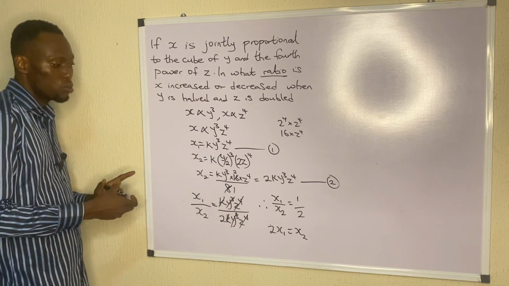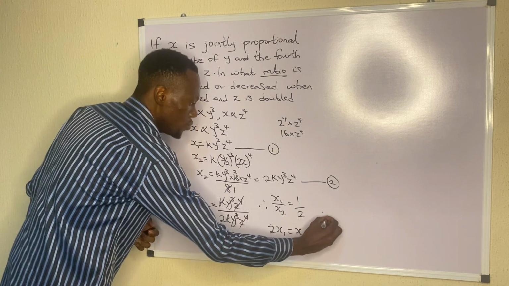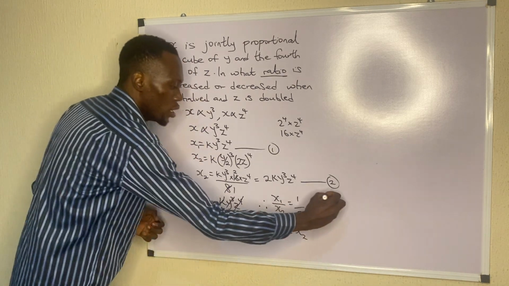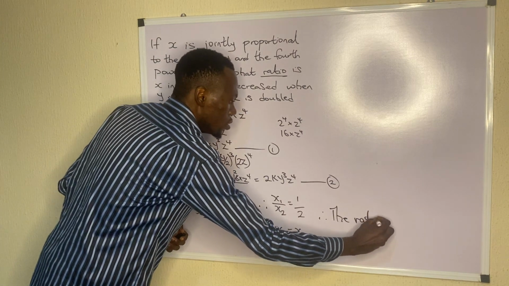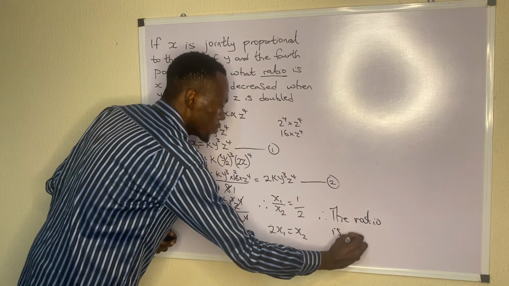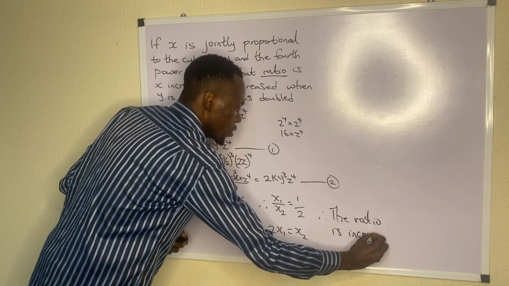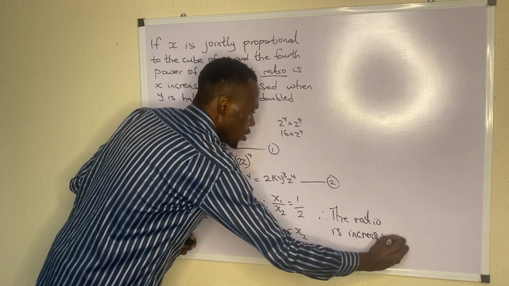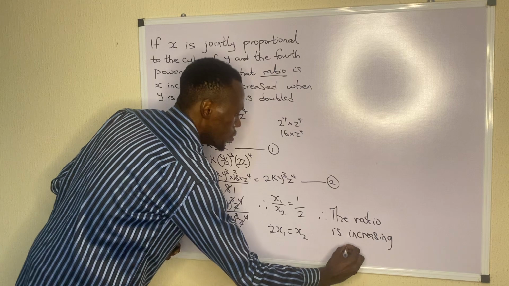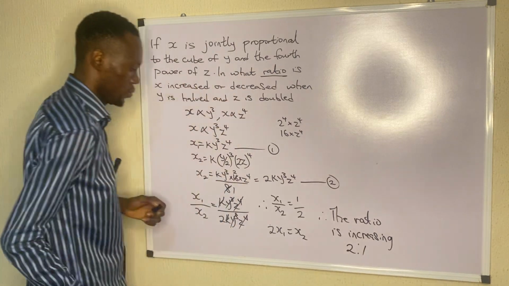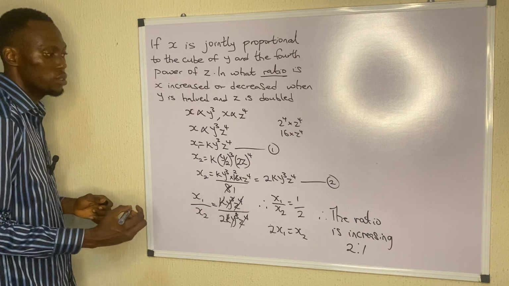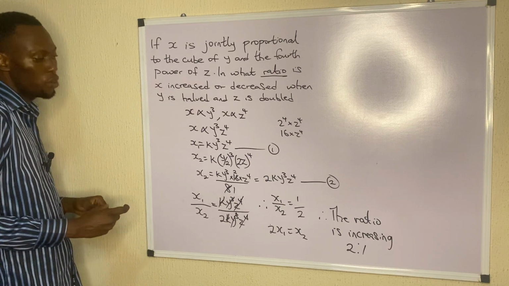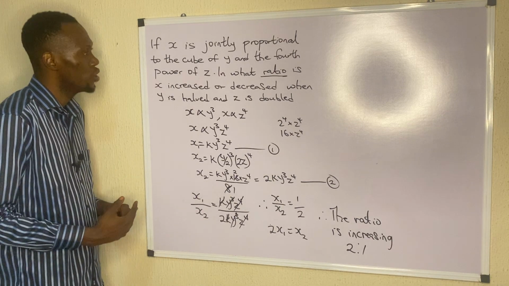Are we together? So therefore, the ratio is increasing in 2:1. Okay? The ratio is increasing in 2:1. I hope you understand this question very well.